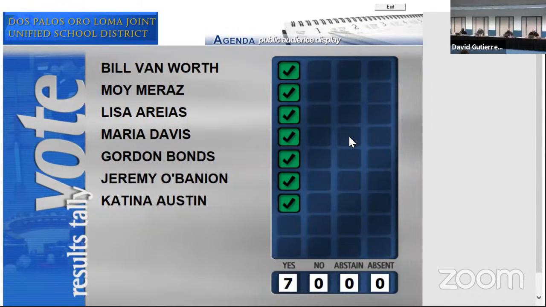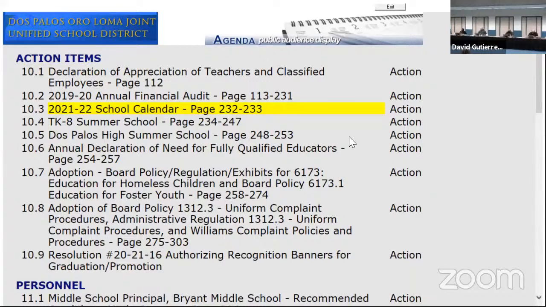The motion passes. Item 10.3, 2021-22 school calendar. Is there a motion? By Mr. Moran. Second by Mrs. Davis.